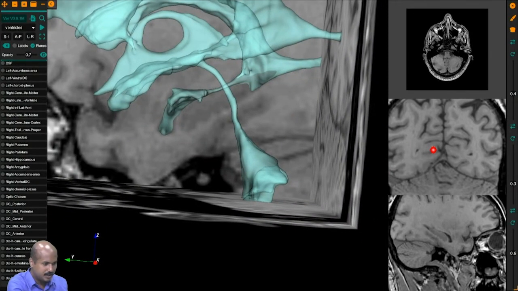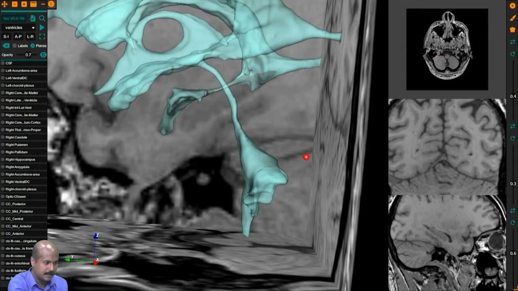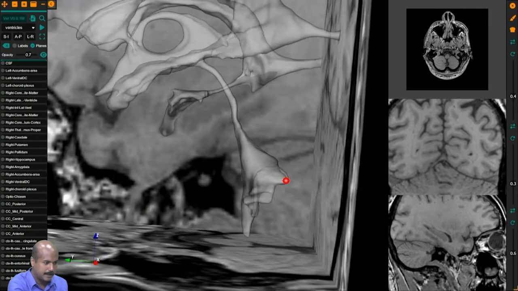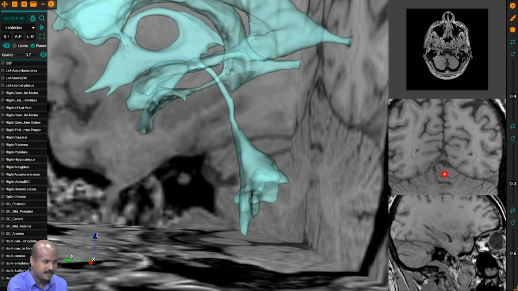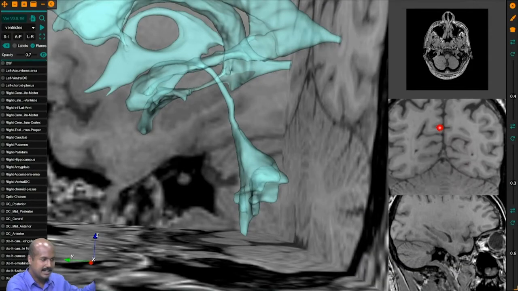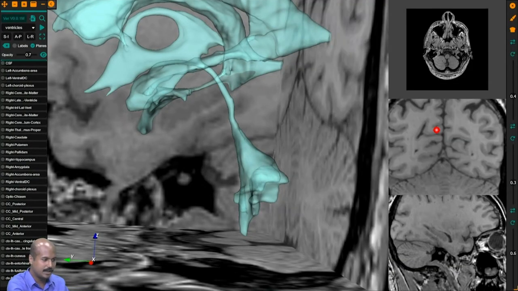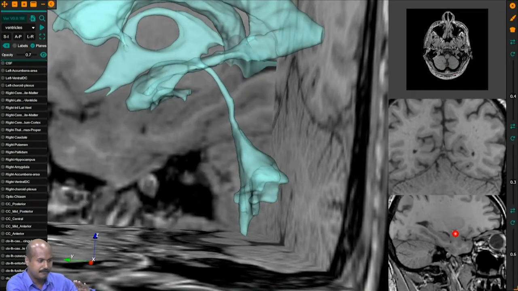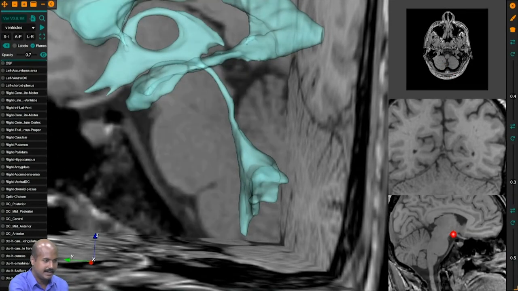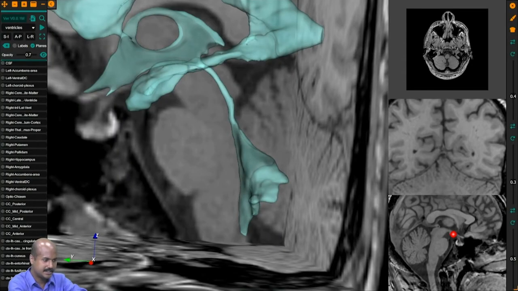But here, if I move the axial plane more downwards and the coronal plane more backwards, you can see the fourth ventricular system. This is the fourth ventricle cavity, and it is located behind the pons and the medulla and in front of the cerebellum. What you are seeing here is the cerebellum. This section that you see here is the cerebellum. In front of that you are seeing the pons and the medulla.